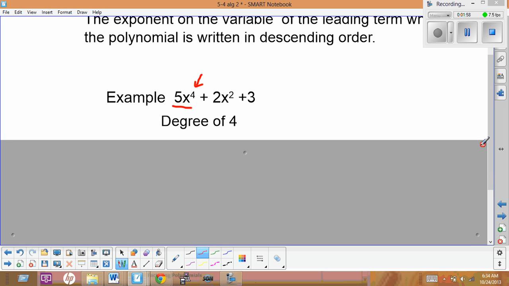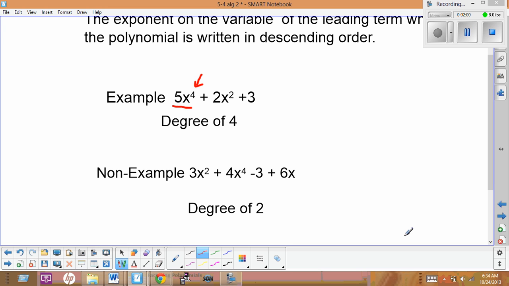Now let's look at a non-example. If I look at this polynomial, they're saying it's degree 2 because their leading term has an exponent of 2. However, if we examine it further, we see this is not in descending order: x squared, x to the fourth, constant, x to the first. It's all mixed up, so it needed to be written in descending order. This is the true degree. So I emphasize, the polynomial must be written in descending order.